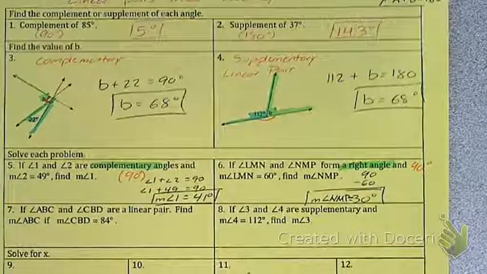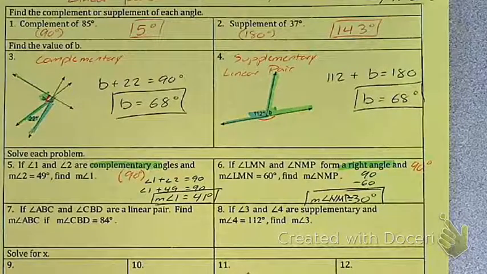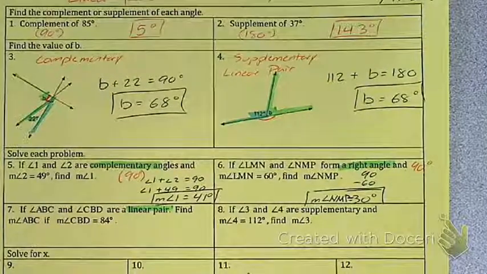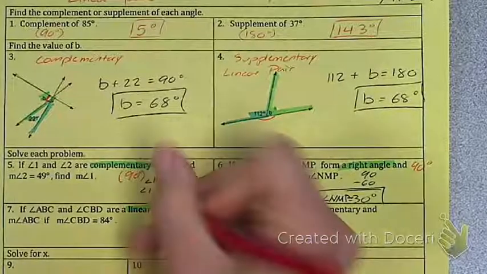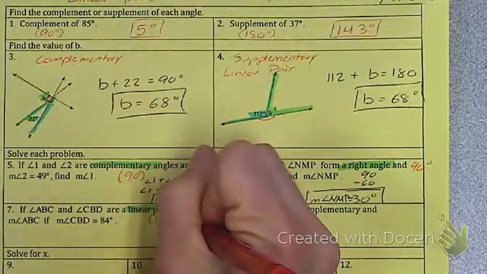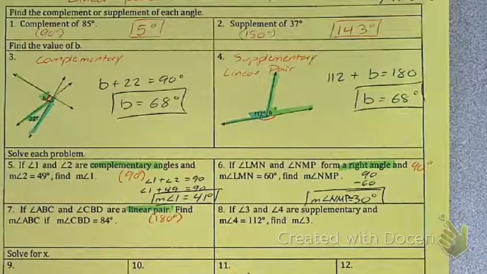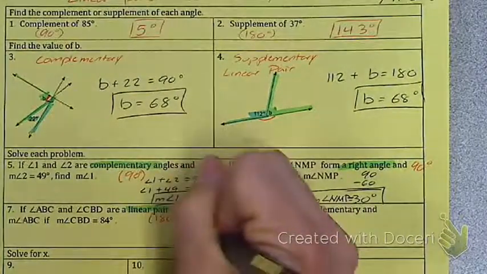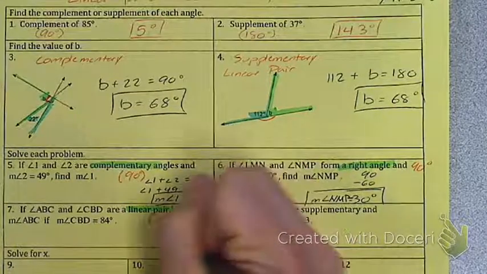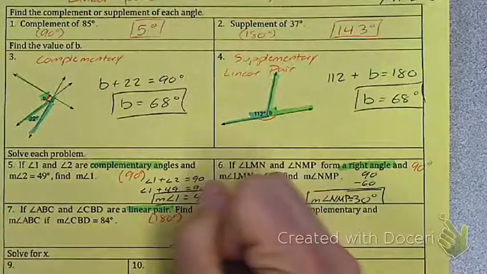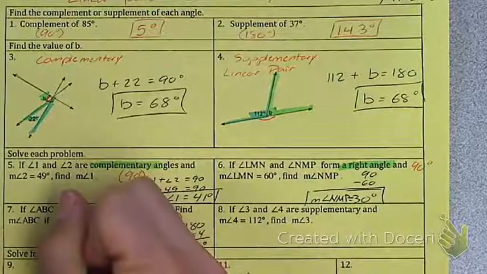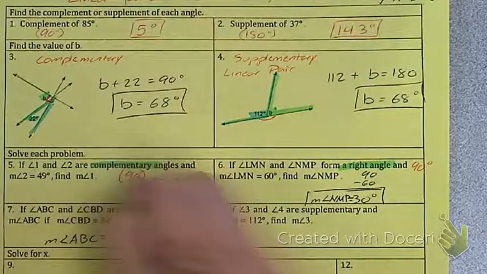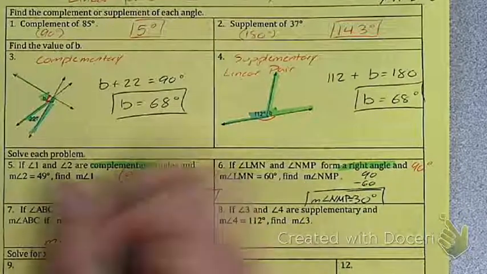What is the key word for number 7? Linear pair. Linear pair means 180 degrees. Therefore, as angle 1 is 84, we're going to go 180 minus 84 equals 96 degrees. So the measure of angle ABC equals 96 degrees.